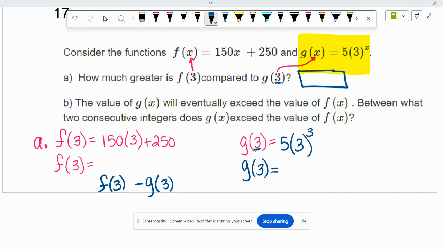So when you did f of x, where's your work for that? Let's do that again. What's 150 times 3 plus 250?